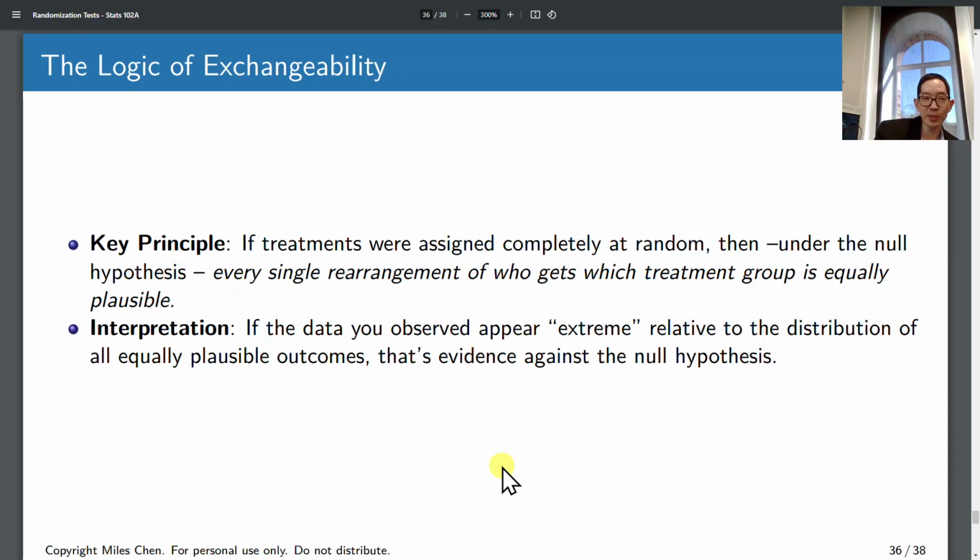The key principle is that if the treatments were assigned completely at random, then under the null hypothesis, every single rearrangement of who gets which treatment is equally plausible. And the interpretation at the end is that if the data you observed appear to be extreme relative to the distribution of all of these other equally plausible outcomes, then that's going to provide evidence against the null hypothesis.